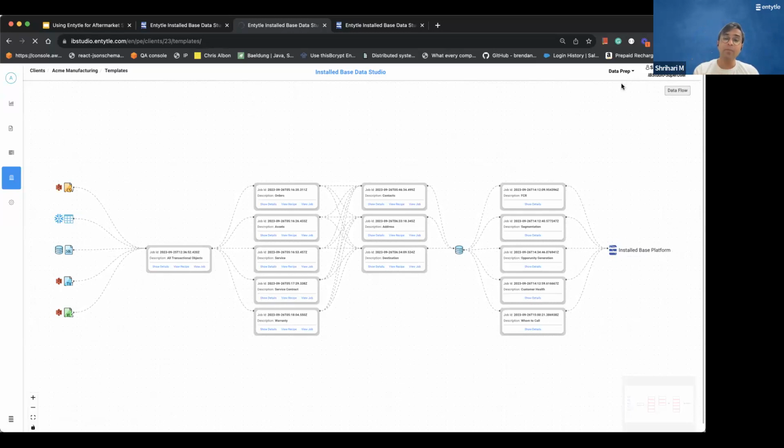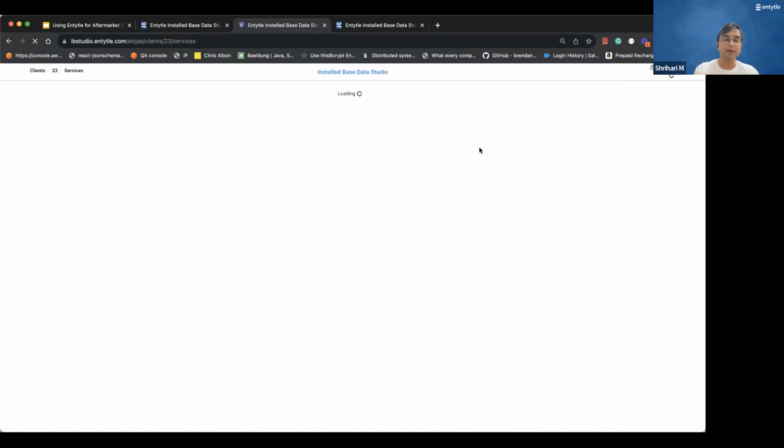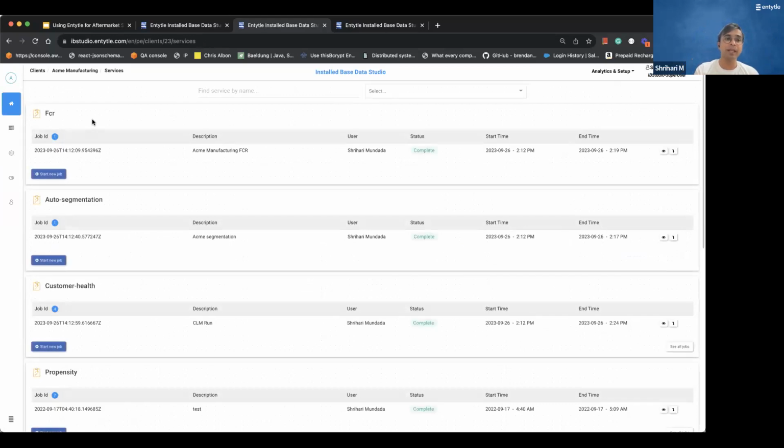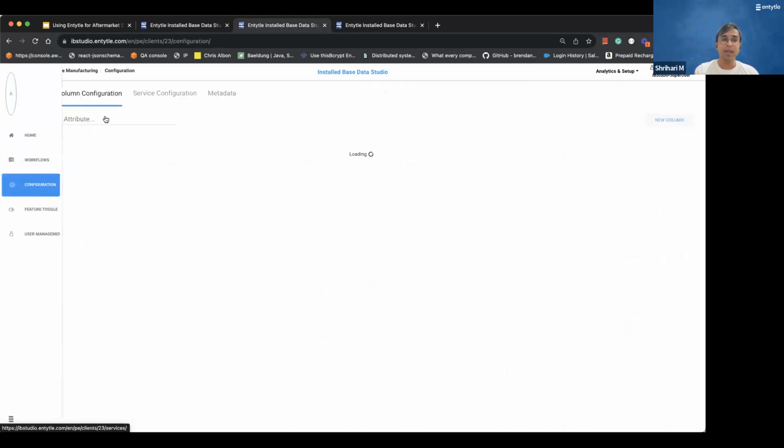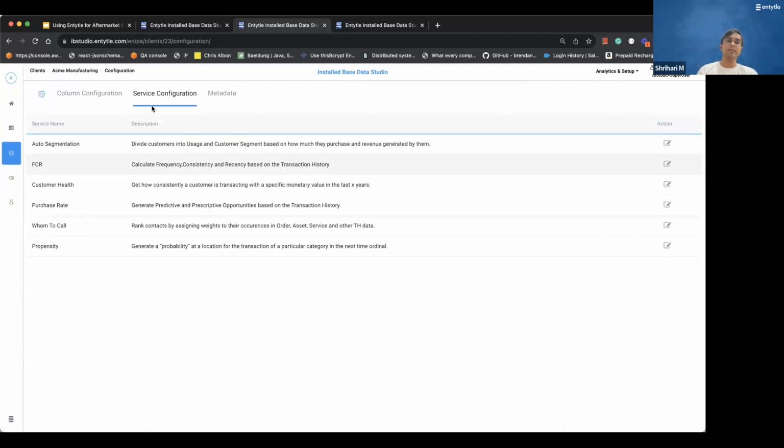And once this data has been prepped and stitched together, we have purpose-built analytics services like FCR. If I go here, I can tell you about each of the services. We have a segmentation service. We can divide our customers by usage segment and customer segment based on purchase or revenue patterns. Calculate the frequency, consistency, and recency. Calculate the customer loyalty. Generate predictive and prescriptive opportunities. Rank the contacts based on their occurrences in different transactional objects. Calculate the probability, at a location level, that the location would transact something from you.